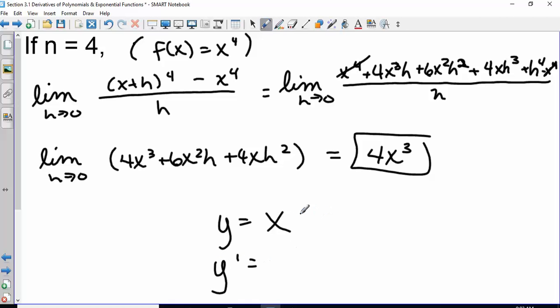I told you that with x, we got 1. You could do this derivative the same way. This is x to the first, so if you bring your 1 down, then you would have x. If you subtract 1 from the power, that's x to the 0. Anything to the 0 power becomes 1. So that's where that works.